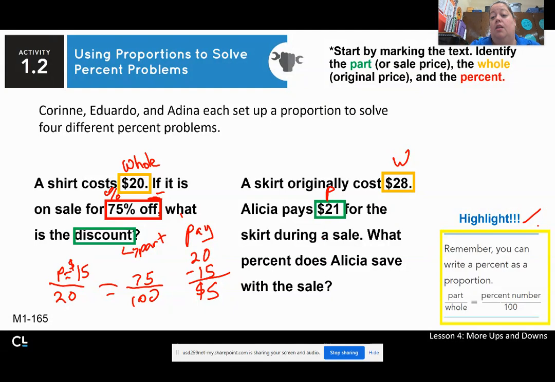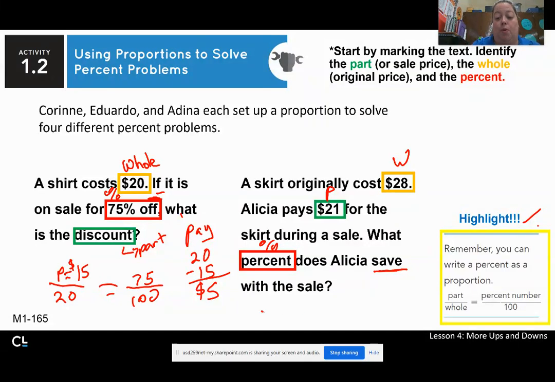And that's, of course, during the sale. Now, what percent does Alicia save? So percent is also boxed. Obviously, that's our percent. But I want you to underline where it says save, because that's key. It's not what percent off. It's what percent does she save.